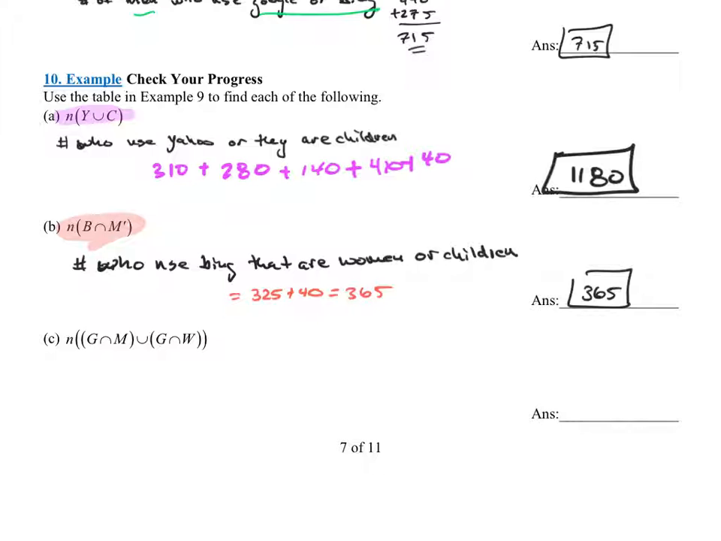Whew. One last one here. Let's see if we can get through it. It looks big, but let's figure it out. This is the number of, G stands for Google, intersection is and, M. So this is men who use Google right here, or, union stands for or, G, which means Google, and, intersection means and, W means women. So this is the number of men who use Google or women who use Google.